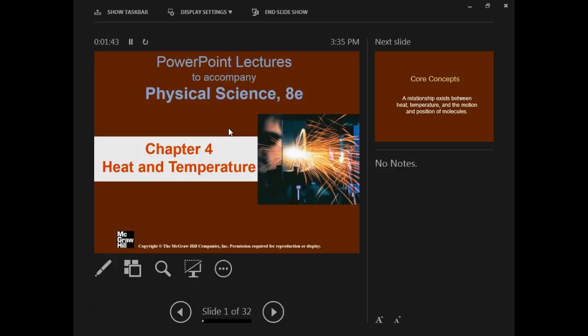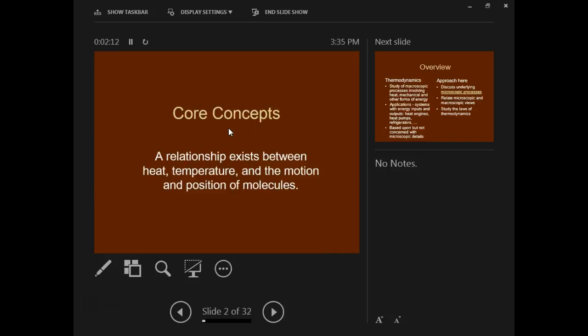for some reason, chapter 4 is light on a dark background. All the other chapters have been white background with, you know, dark writing on this. So why they changed, I don't know. But anyway, chapter 4 is heat and temperature. And actually, these aren't separate topics. They will be done almost interleaved with each other. The core concept here, which you'll find on page 87 in your text, if you got the new text, a relationship exists between heat, temperature, and the motion and position of molecules.